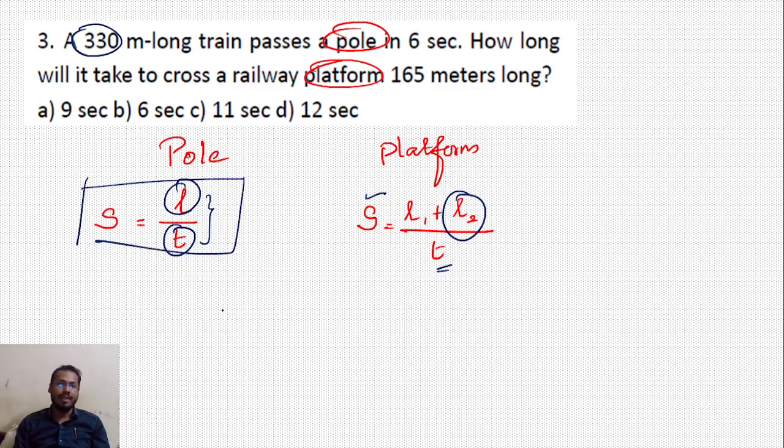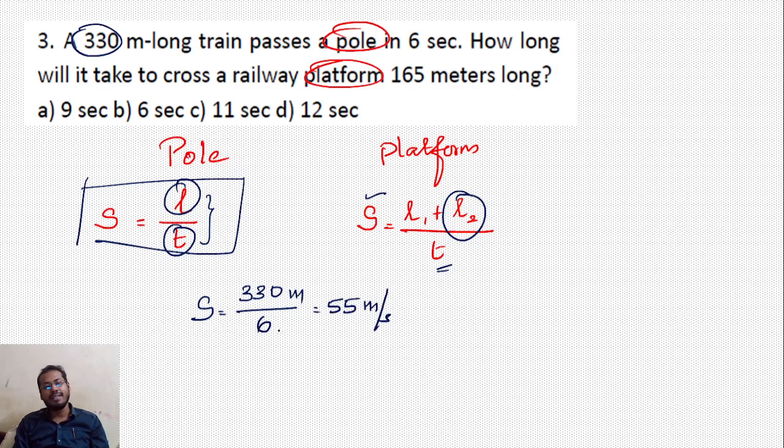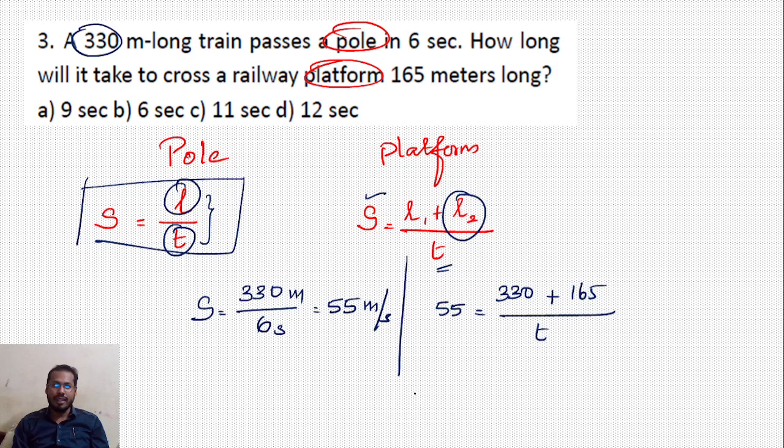So S is equal to length. Length of the train is 330 meters over 6 seconds. So it will be 55 meter per second, because this is meter and this is second, so my output is also in meter per second. Now let's take this. Speed is 55 meter per second, that's equal to the length of the train, 330 meters, plus the length of the platform, 165, over the time. Just solve this.